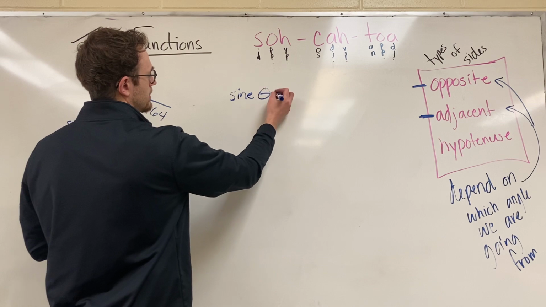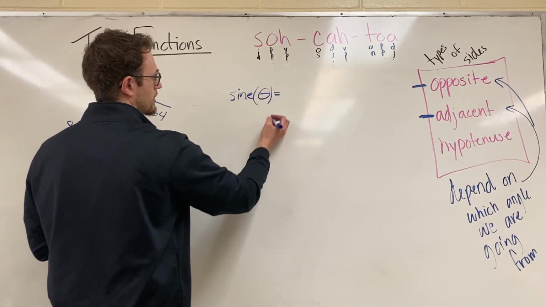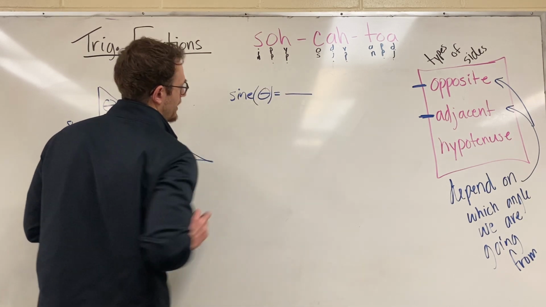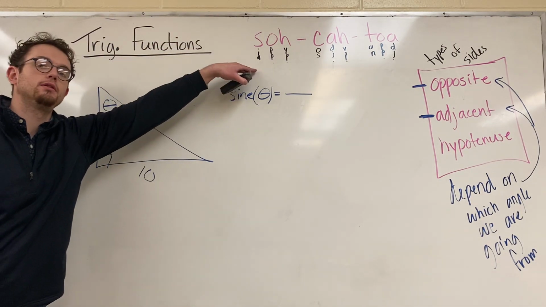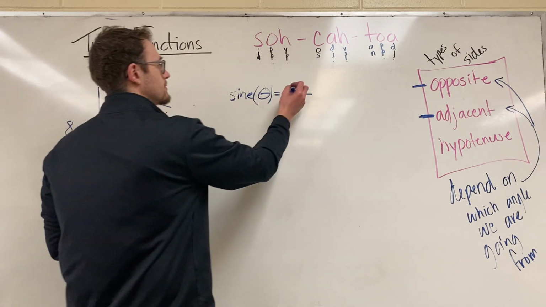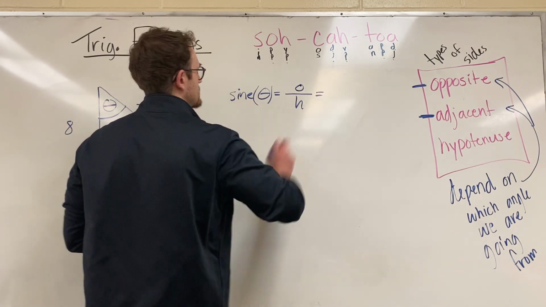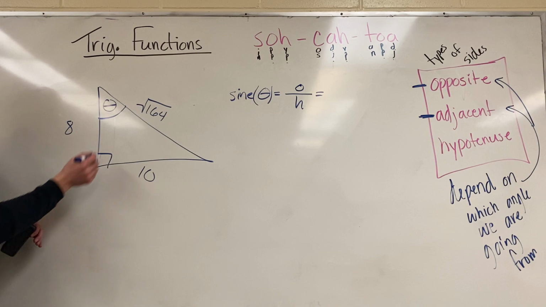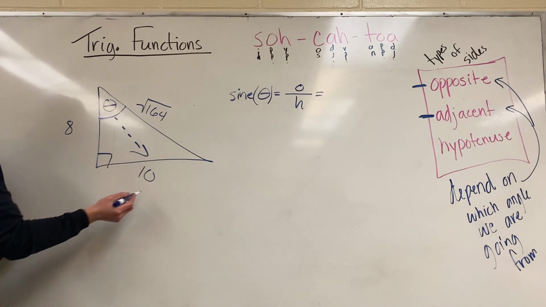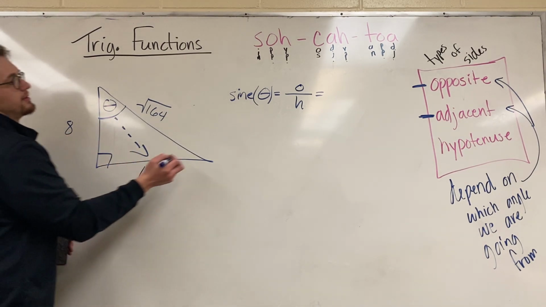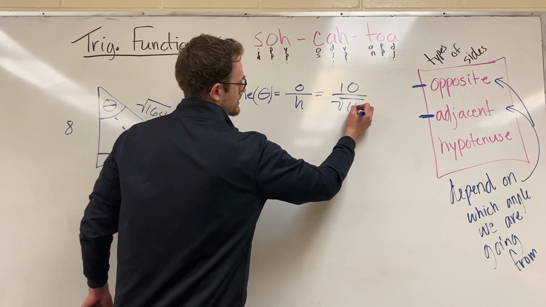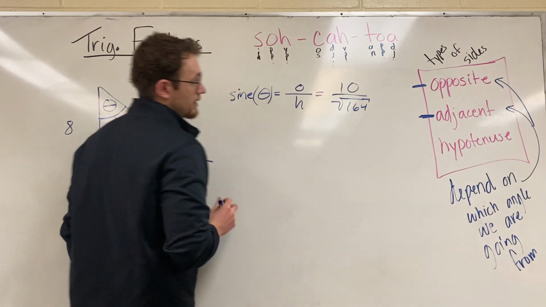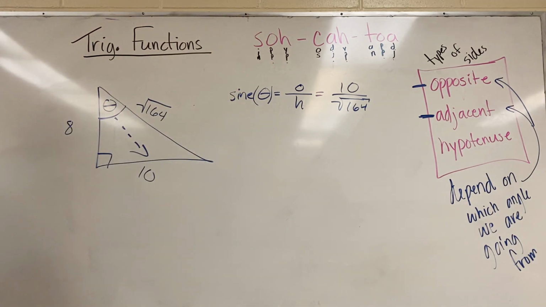I'm gonna ask them to identify, let's say, sine of theta equals what? So sine of theta. SOHCAHTOA. So opposite over hypotenuse. Opposite over hypotenuse. So I'm going to come over here. Opposite. So 10 over square root of 164. That's it.